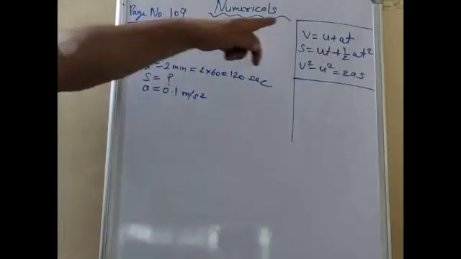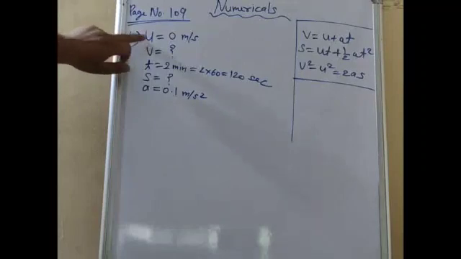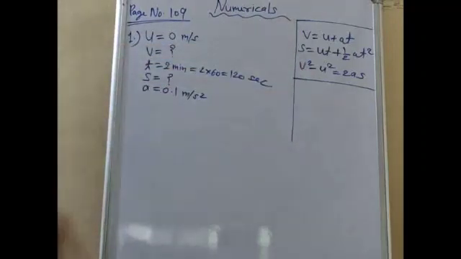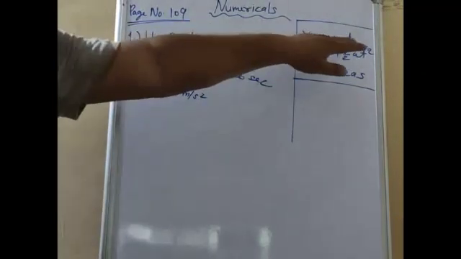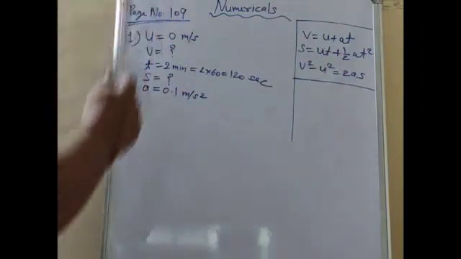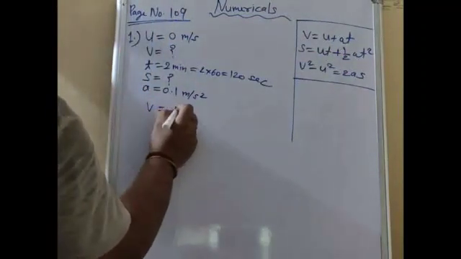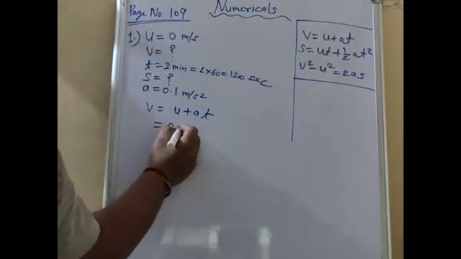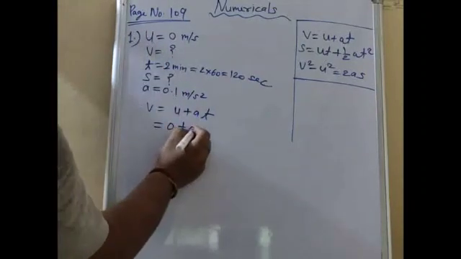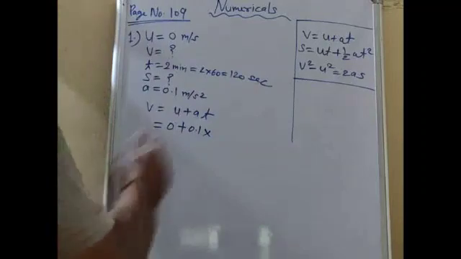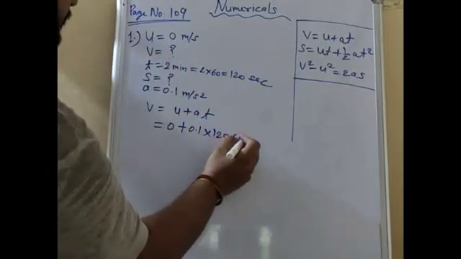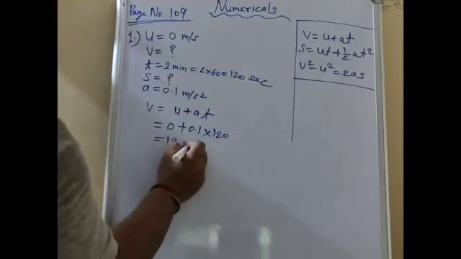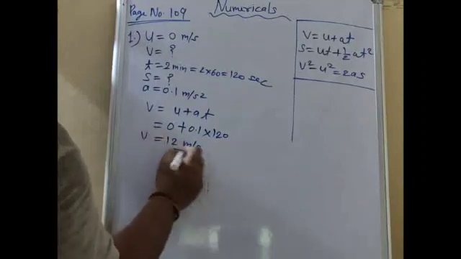So just check the formula. You have U, T and A and find V. So which formula can you use? We can use the first formula, because U, A and T are given and we have to find V. So use that formula. V is equal to U plus AT. Put the values. U is equal to 0 plus A is equal to 0.1 and time is 120 seconds. So just multiply, you will get 12 meter per second.